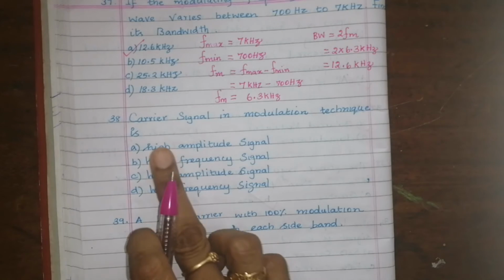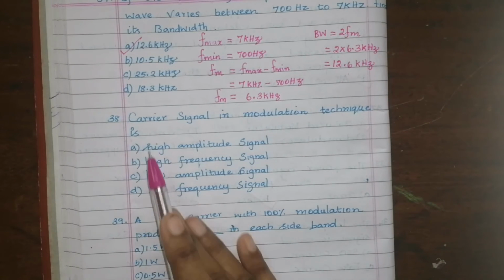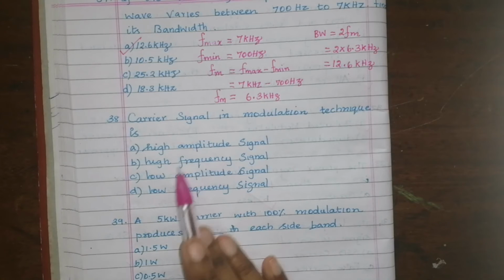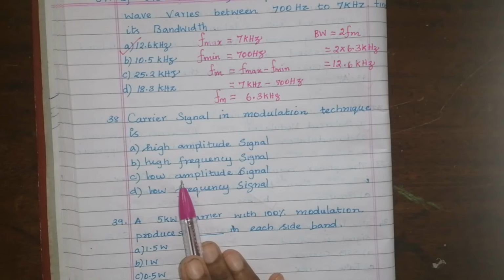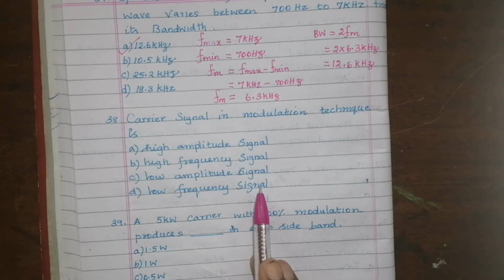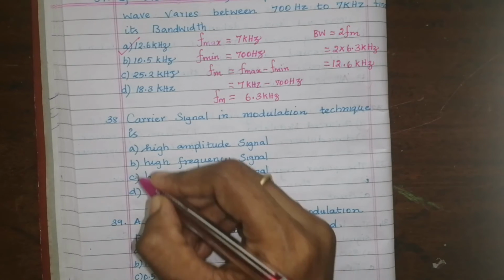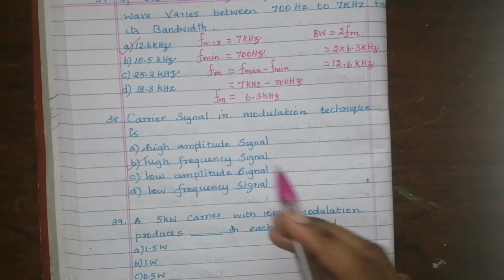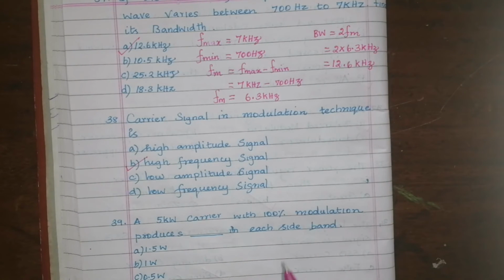Next question. Carrier signal in modulation technique is option A, high amplitude signal, option B, high frequency signal, option C, low amplitude signal, option D, low frequency signal. The correct answer is option B, high frequency signal. Carrier signal in the modulation technique is a high frequency signal.